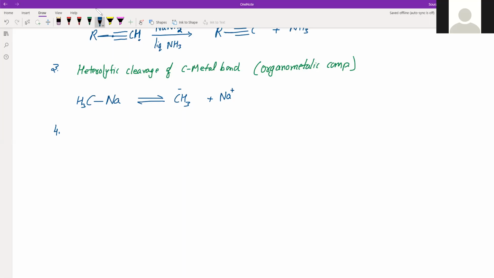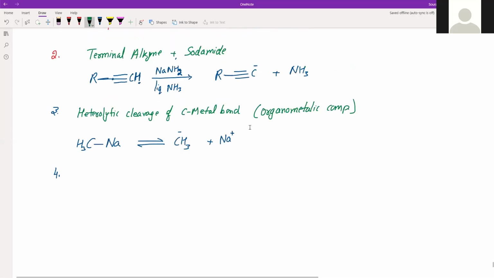Now, yes, can you explain the second one again? The second step, the second preparation, this one, terminal alkyne. Yeah, it's just that if there is a triple bond at the end, right? So the hydrogen is attached to a carbon which is having a triple bond. So such hydrogens can be easily removed from that particular compound due to a lot of electron cloud.